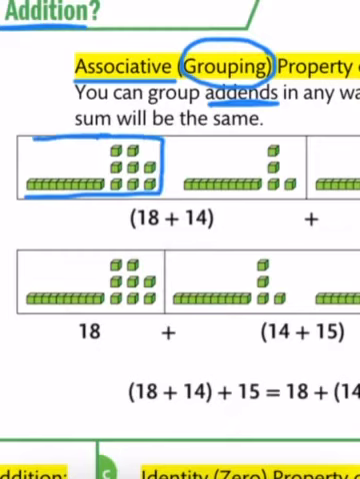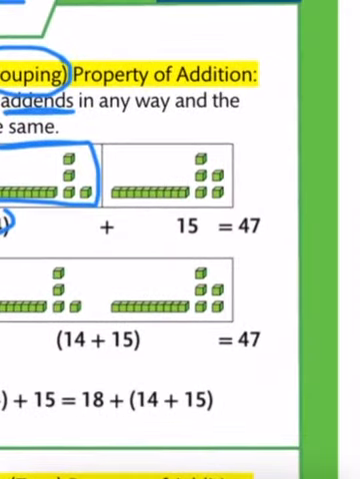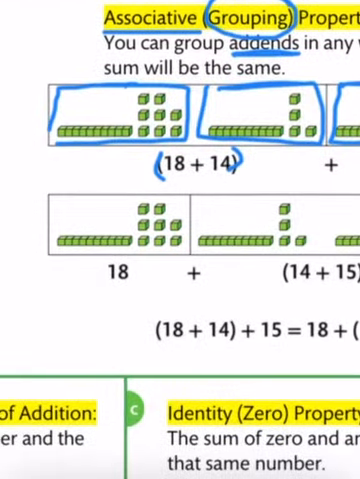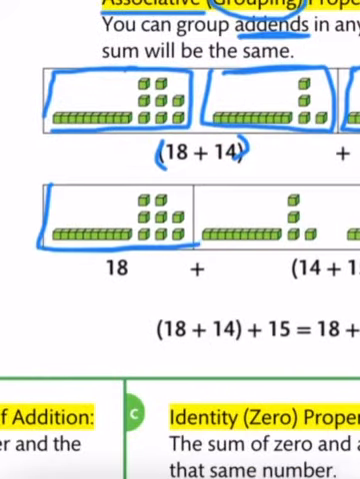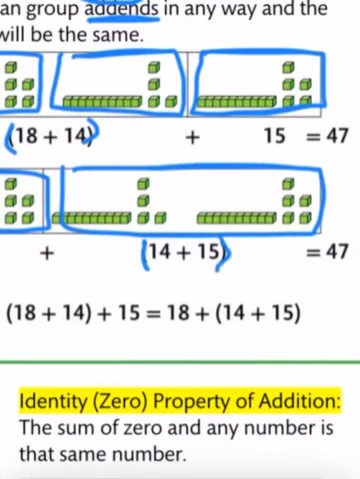All right, so if we look here, we have 18 plus 14. Notice it's in parentheses, so that tells us we would do that first. After we do that, then we will add 15. Okay? So another way to look at it is 18 plus 14 plus 15. And now here, 14 and 15 are in parentheses, meaning we would do that first, and then we could add in the 18.